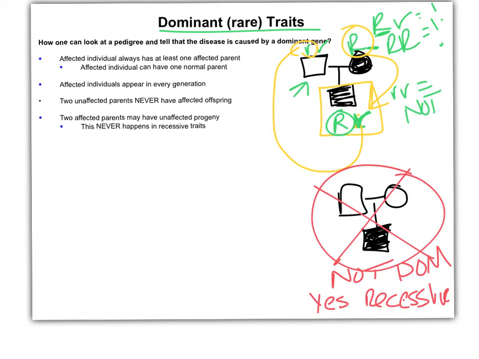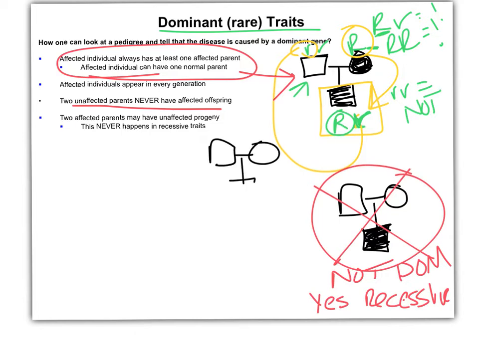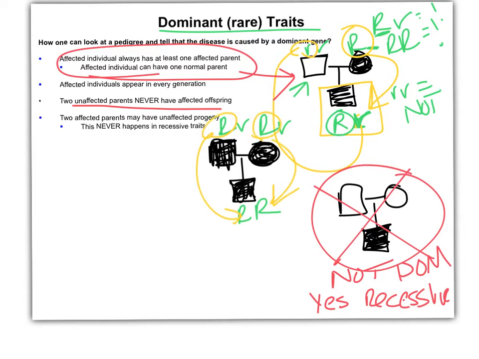Okay. So that's this one, right? They can also have, both can have this. This doesn't tell you diddly in your pedigrees, right? Because it could be R. This guy could be big R. How could that guy be big R? This guy could have popped out. That guy could have popped out.